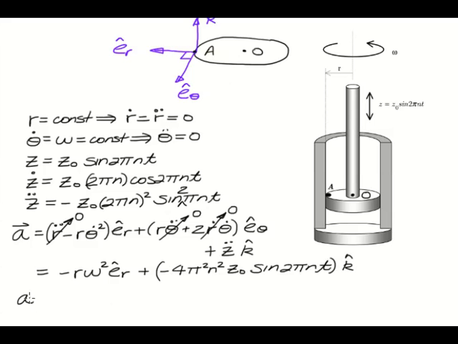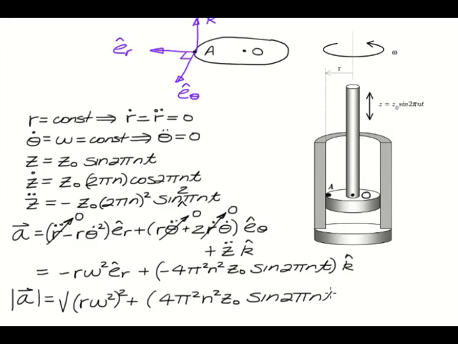The magnitude of A is just the square root of the sum of the squares of our components there of A. So this is R omega squared, plus 4 pi squared n squared z naught sine 2 pi n t, quantity squared, like that.